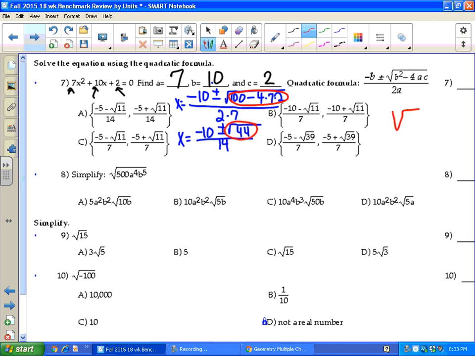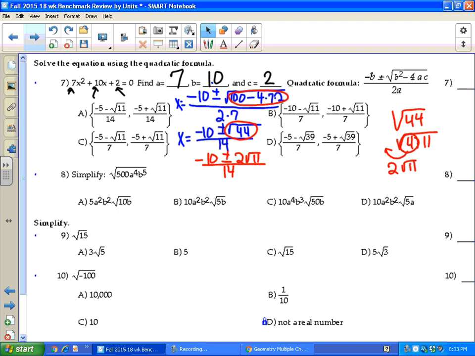How do you square root 44? How do you break that down? Well, perfect square would be 4 times 11. 4 comes out as a what? A 2. 2 square root of 11. So I'm going to break that down. So now I have negative 10 plus or minus 2 square root of 11 over 14.